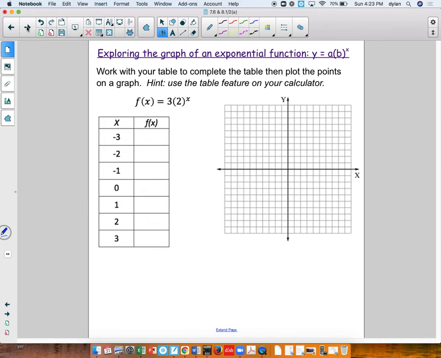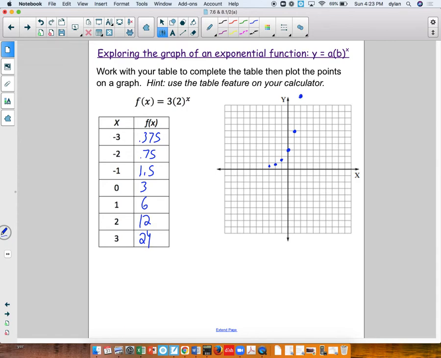So I've got my x coordinates, plug them into the function to get my y coordinates. So -3 would be 0.375, -2 would be 0.75, -1 is 1.5, 0 is 3, 1 is 6, 2 is 12, and 3 is 24. So if I go to plot these points on the graph, I would put in -3 and about 0.375, -2, -1, 0, 3, 1, 6, and we'll go 2, 12, and we won't put the last one on our graph.